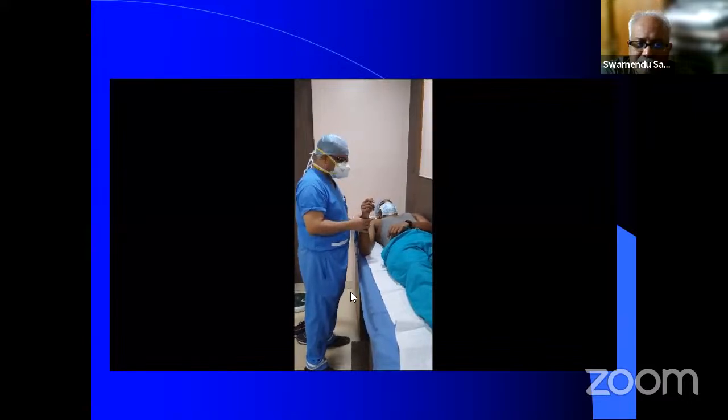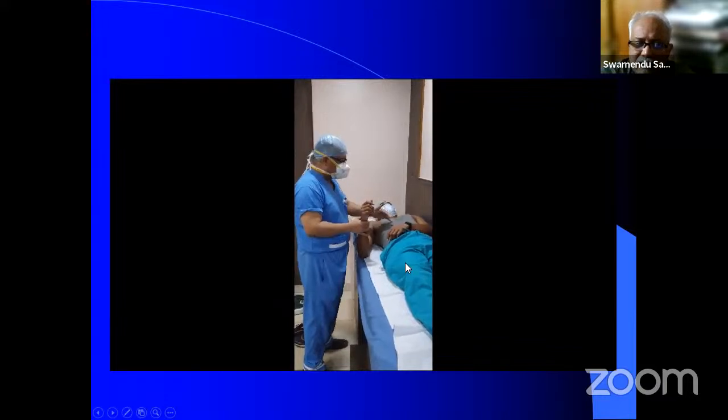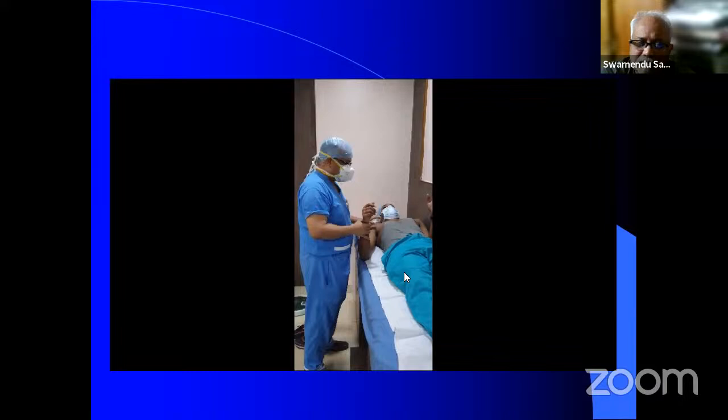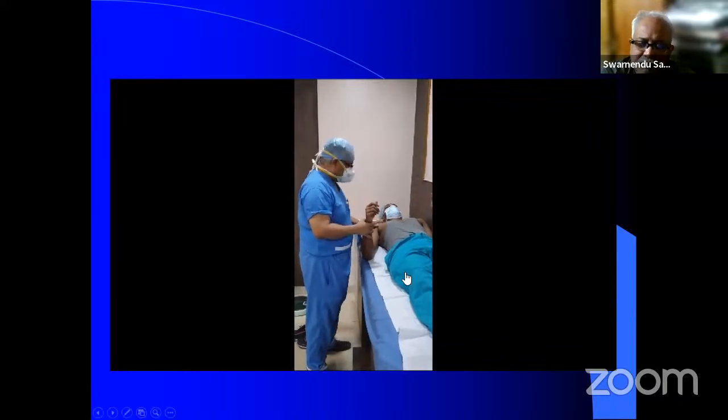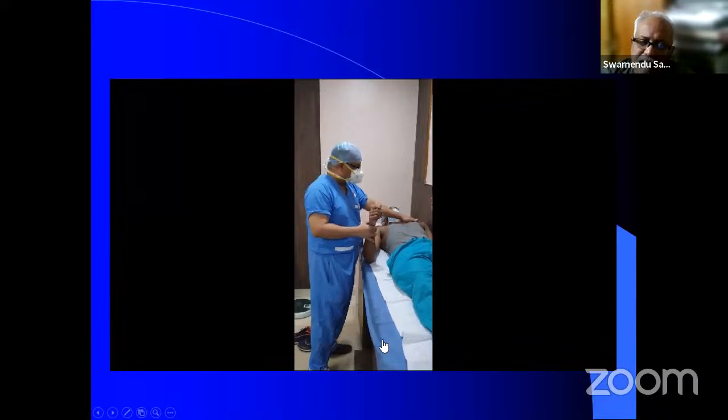Stability of the shoulder, you can test this way. So always remember that you have to test this. You have to test this. You can test this in a sitting position or the lying down position.